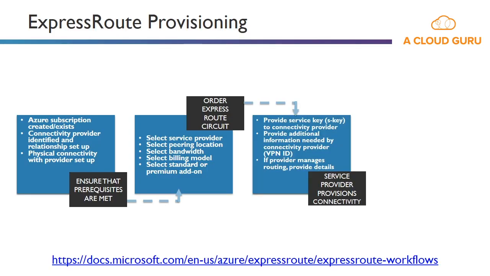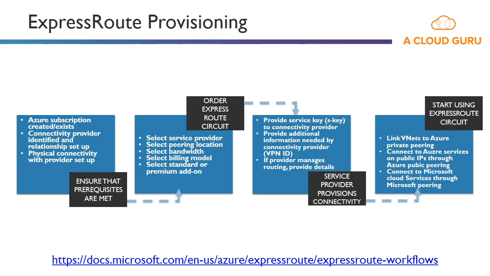Next, the service provider is going to provision that connectivity. You're going to provide them with some information. There's a service key you have to give them. They're going to provide you with information and get that connected. You'll work together to establish that connection. And then you can start using your ExpressRoute circuit, and you can link your VNets to Azure private peering. You can link to public peering. All of that suddenly becomes available to you.